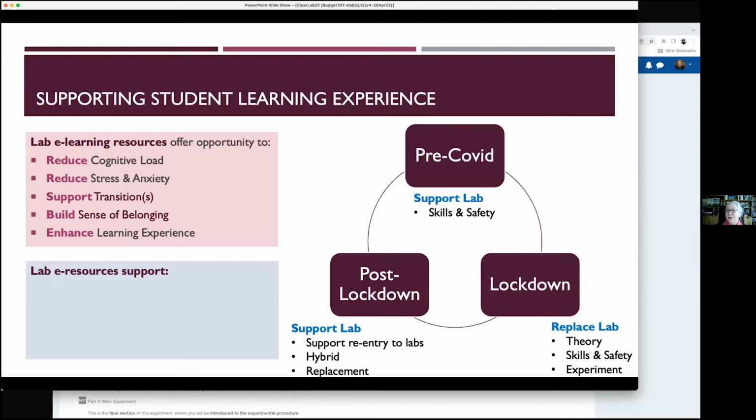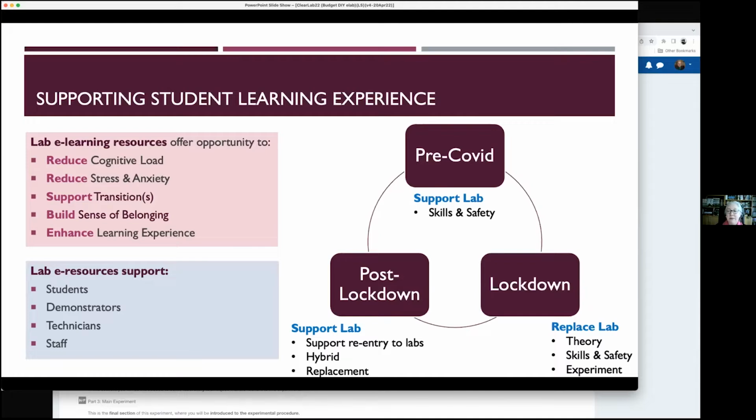But it's not just students in the teaching labs. There's an entire playlist of people that have a great value, and those are the demonstrators, the technicians, and the staff. So if we can support the students, these resources can also help train and support the other important players in the labs.